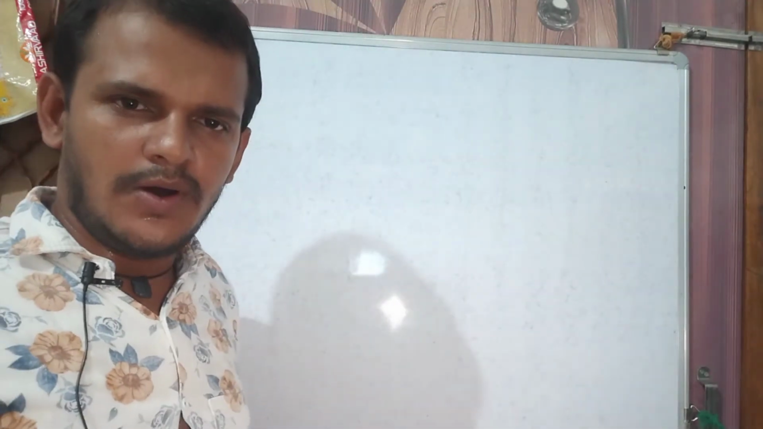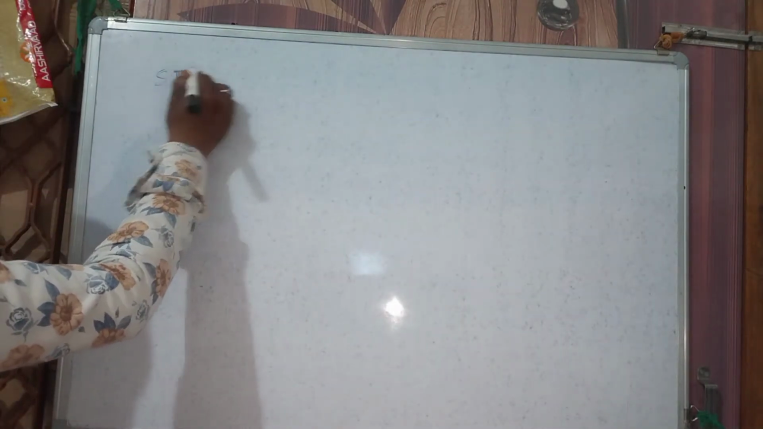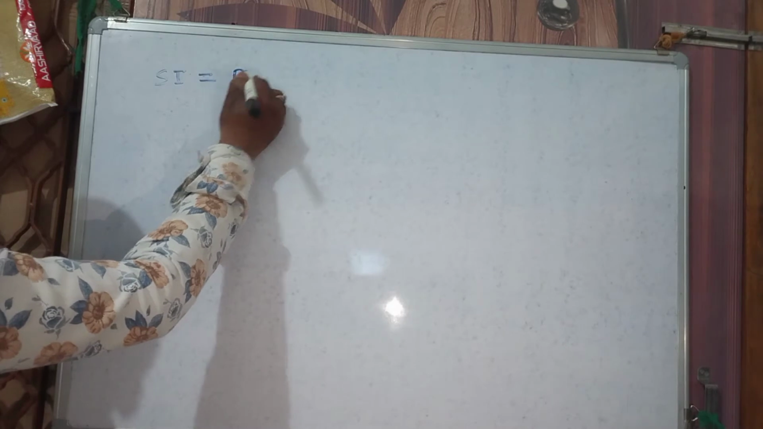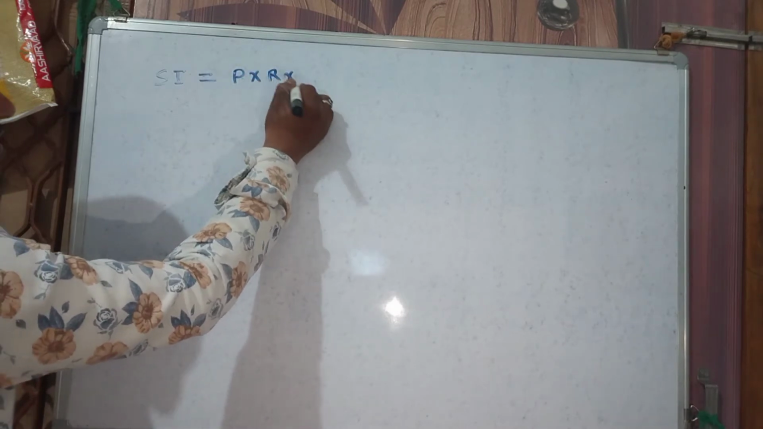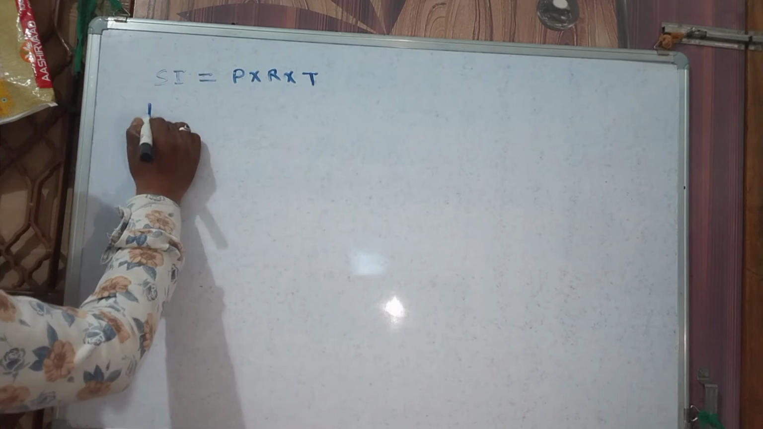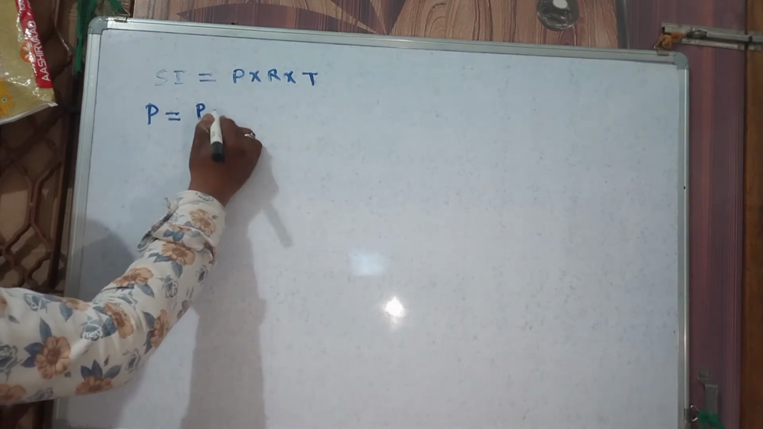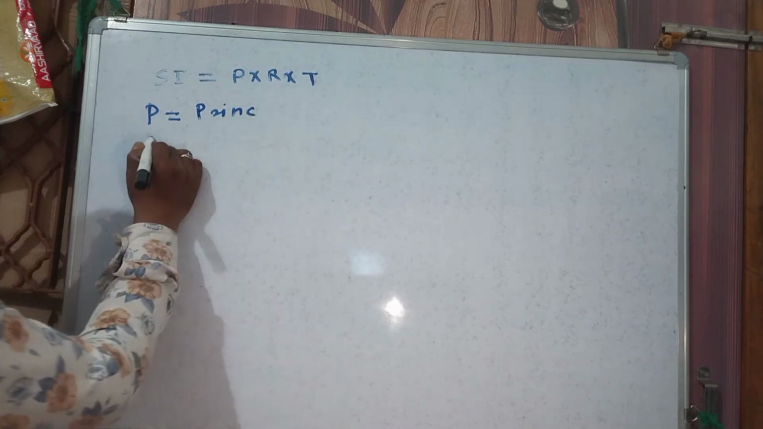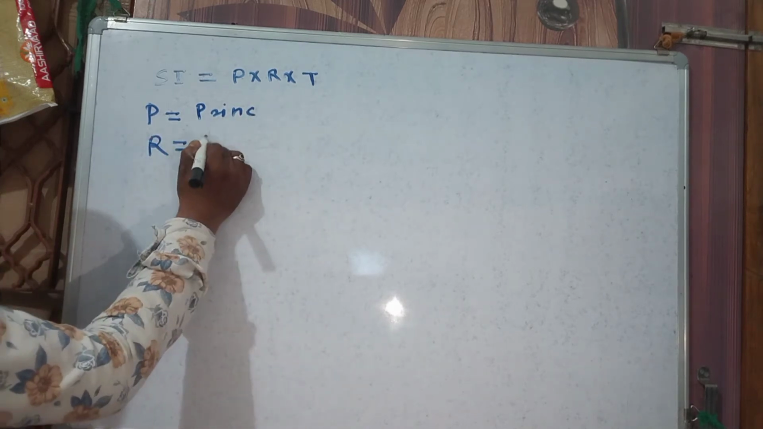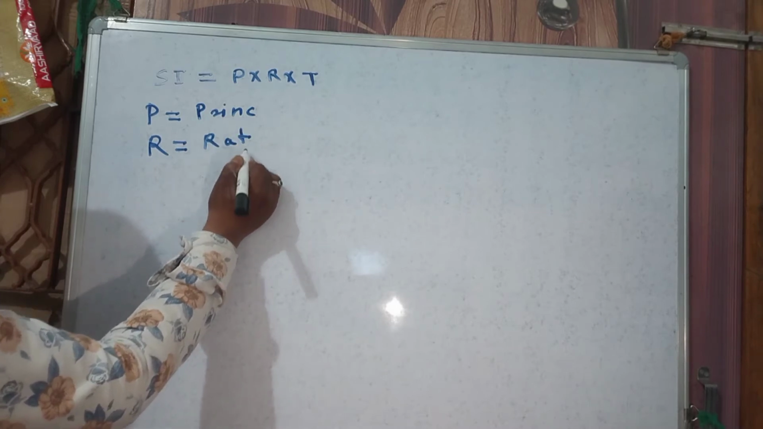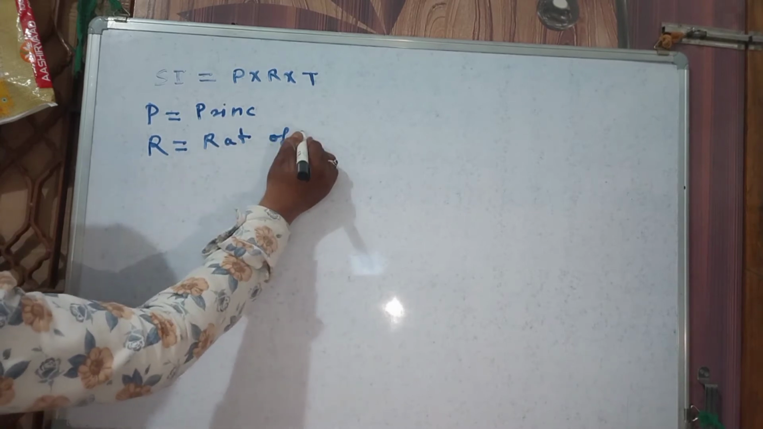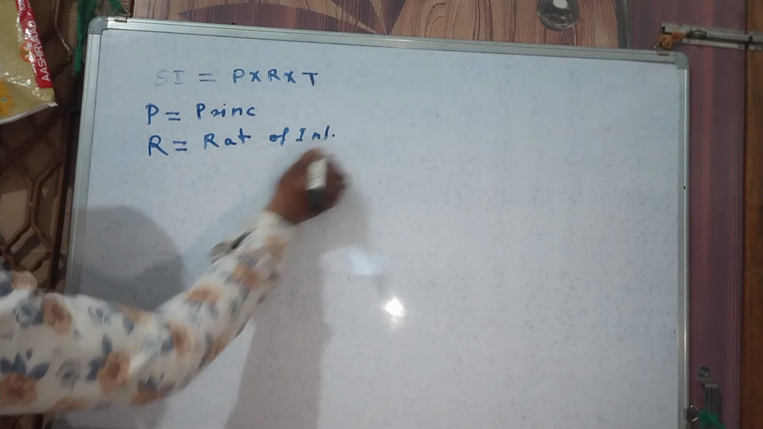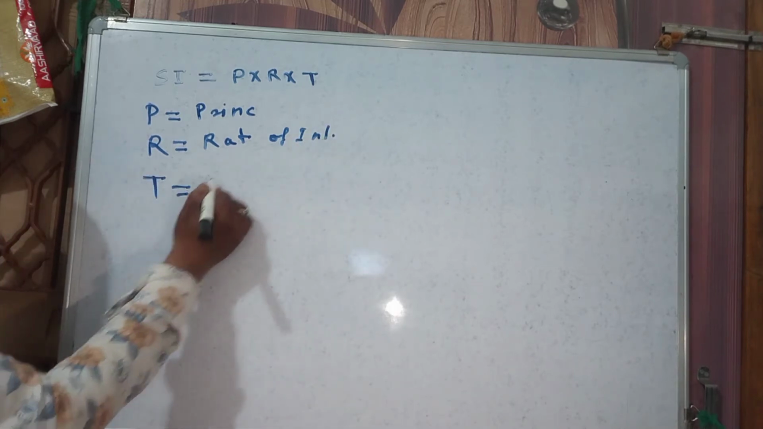So see here, what is the formula of simple interest? Simple interest equals P into R into T. P equals principal. P represents principal, R represents rate of interest, and T represents time.